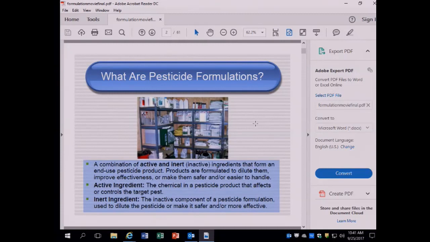Is the label still the law? It will always be the law. Okay, and we'll talk about that again, I'm sure, Tyler.